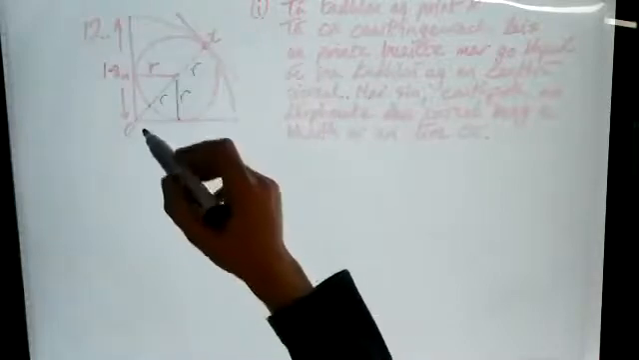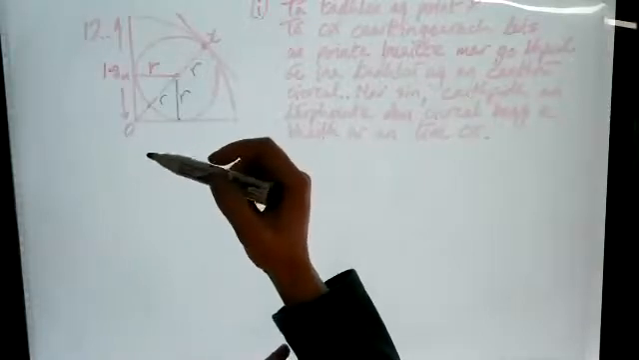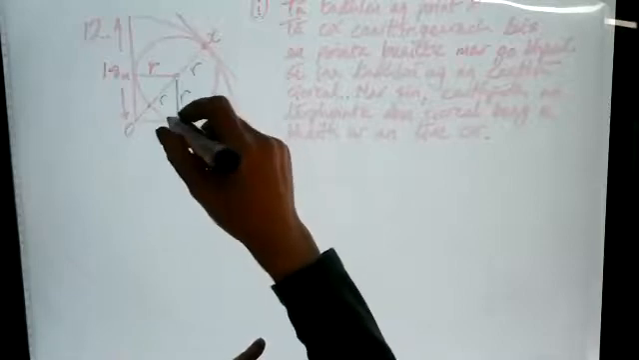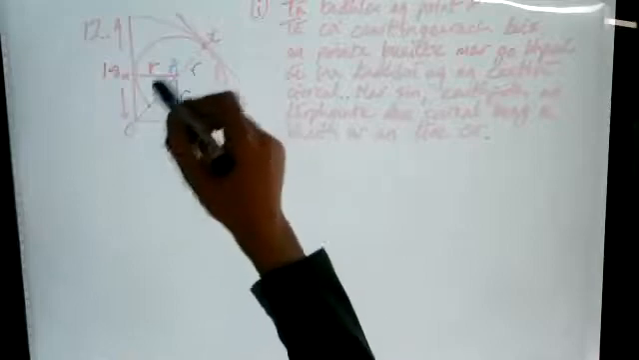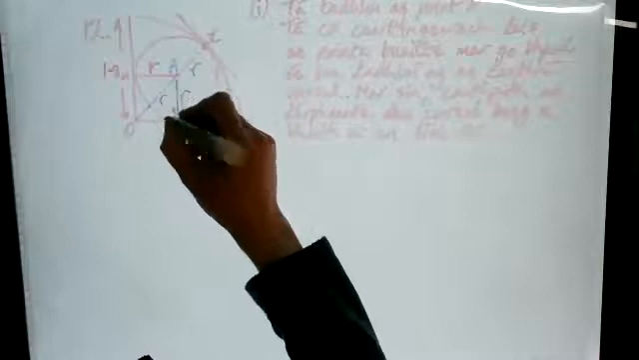Okay, now let's look at the right angle triangle. We have the triangle OAC, and because obviously this is 90 degrees, we can use Pythagoras.